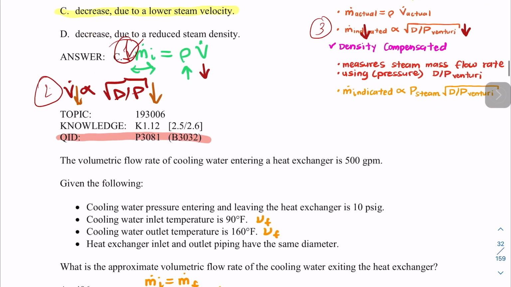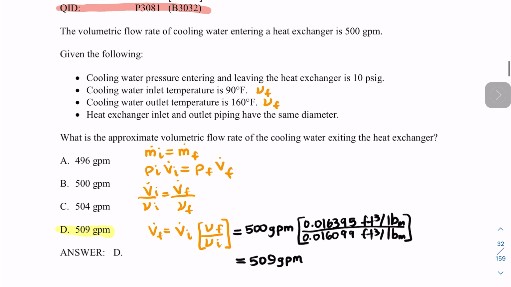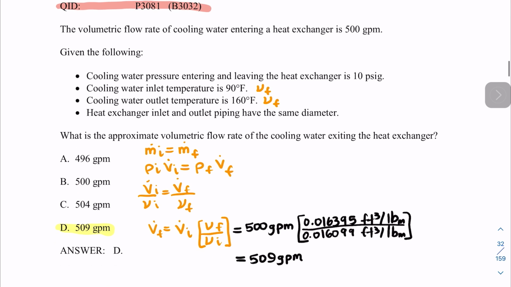So now let's go ahead and do the next one. The next one is question P3081. It says the volumetric flow rate of cooling water entering a heat exchanger is 500 gallons per minute. So I have a volumetric flow rate here. I have the initial volumetric flow rate because it's entering.